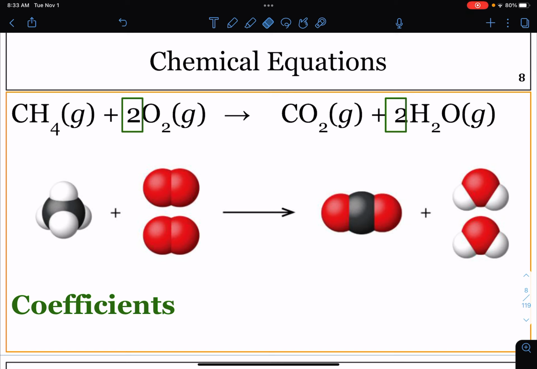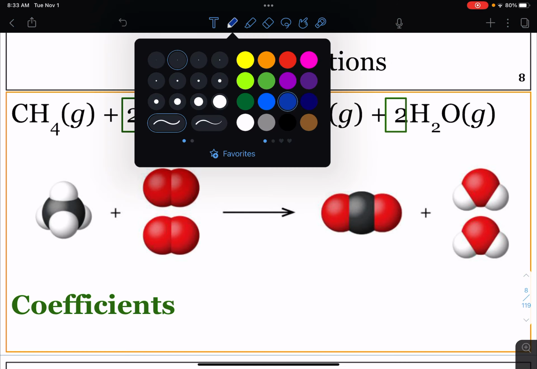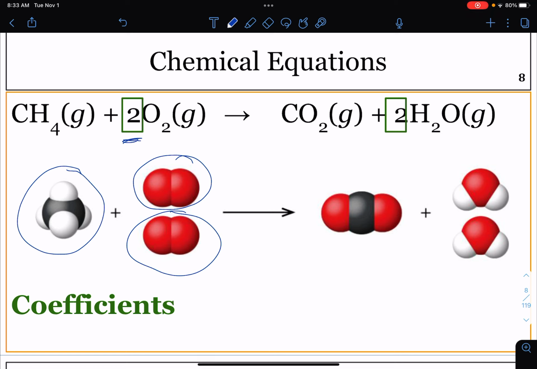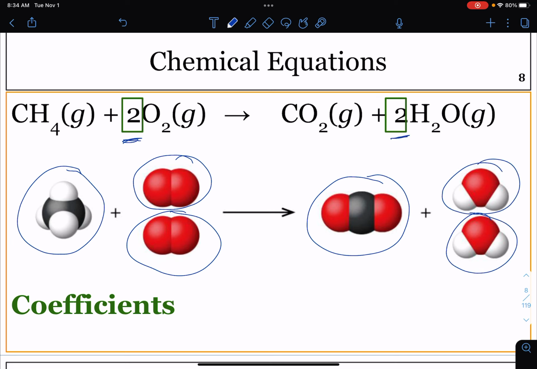The numbers in front of the molecules are the coefficients. Just like in math, if there isn't a coefficient, that means the coefficient is a 1. We have 1 CH4 in the first molecule here because there's no coefficient. That means the 1 is just implied. We've got one molecule of CH4. This 2 means we have 2 of what comes after. We have 2 O2 molecules. On the product side, we have one CO2 molecule, and then we have 2 H2O molecules. That means we have a total of 4 hydrogens and 2 oxygens that are part of the water molecules here.